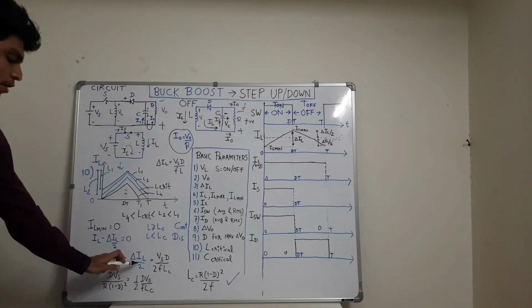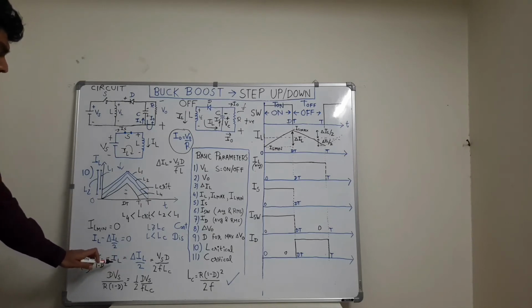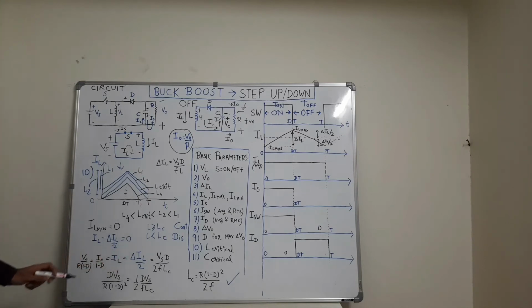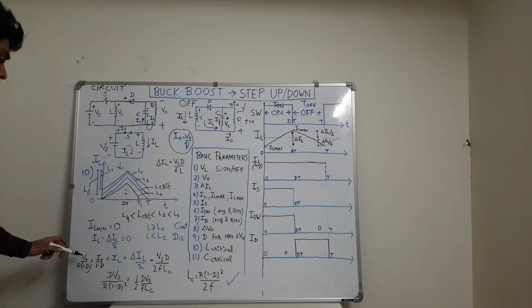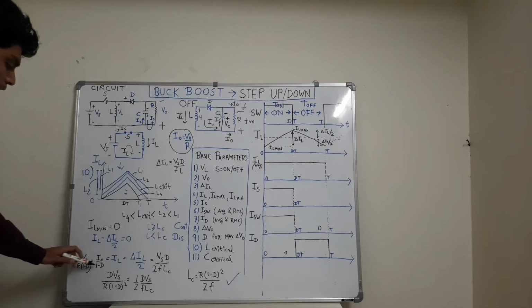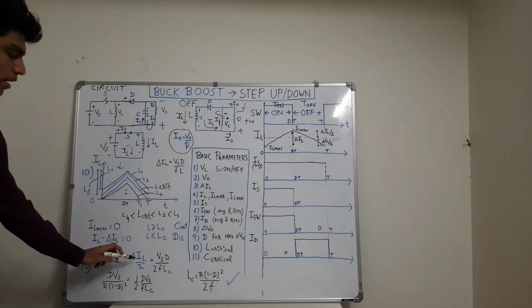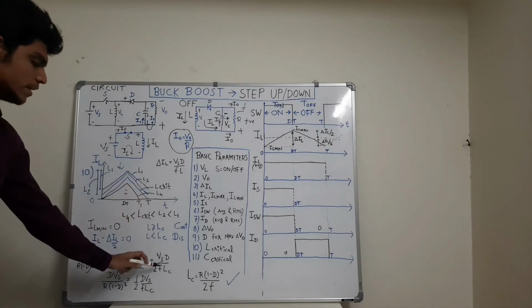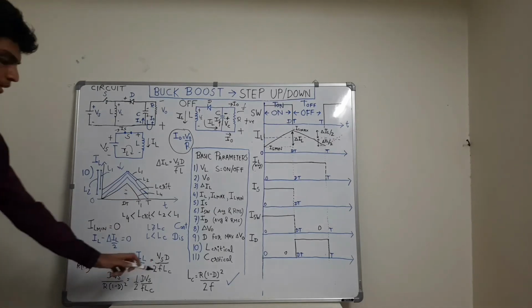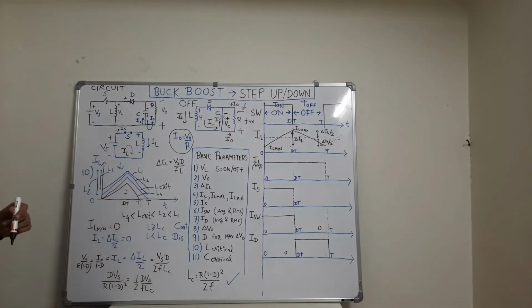So IL is equal to del IL by 2. But we know that IL is equal to I naught upon 1 minus D. Therefore I naught is equal to V naught upon R into 1 minus D. Similarly, del IL is equal to VSD upon F into LC, because it is the critical inductance case.